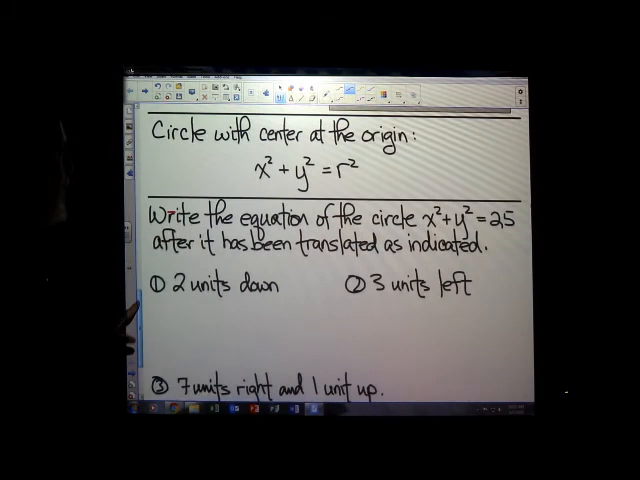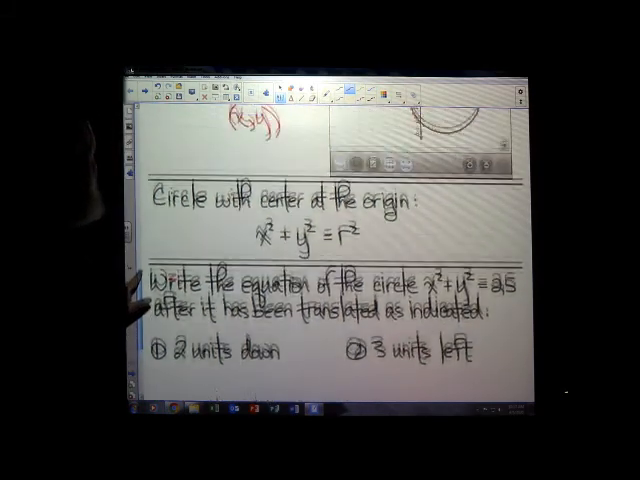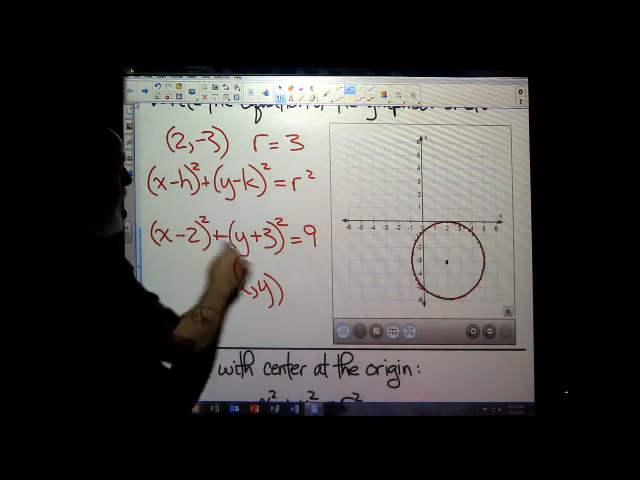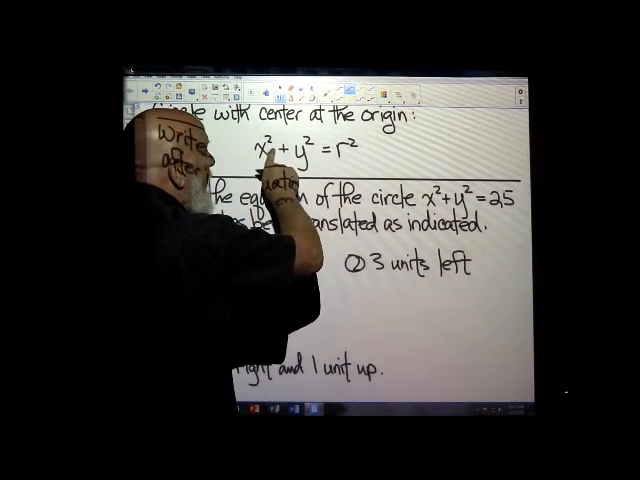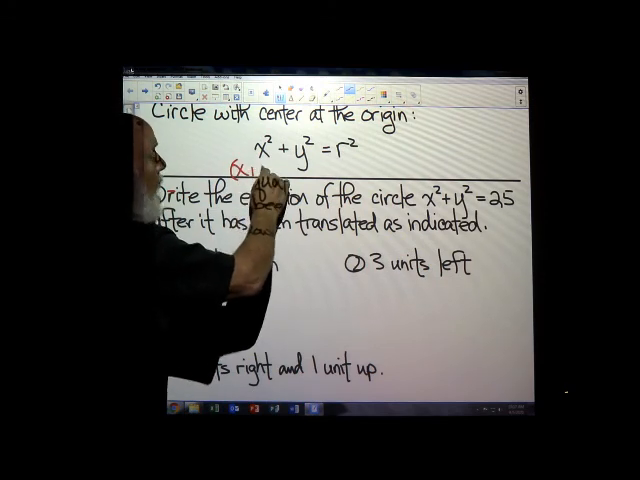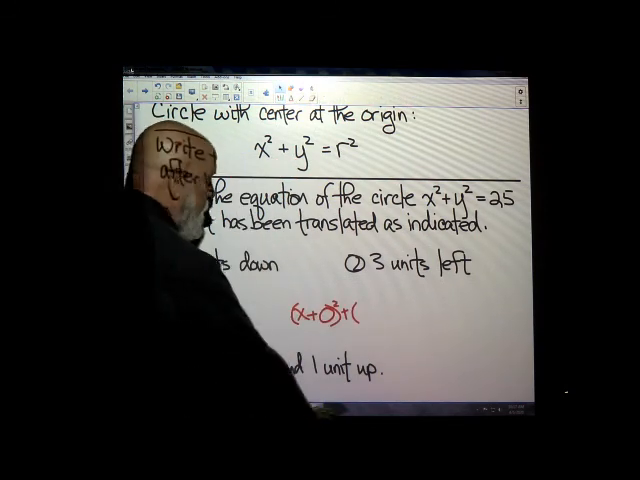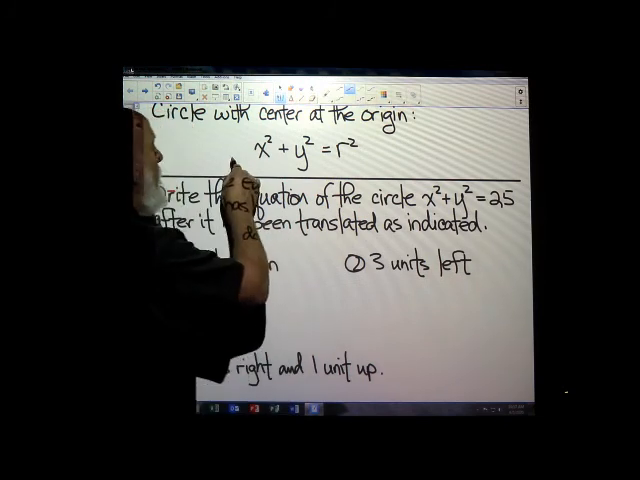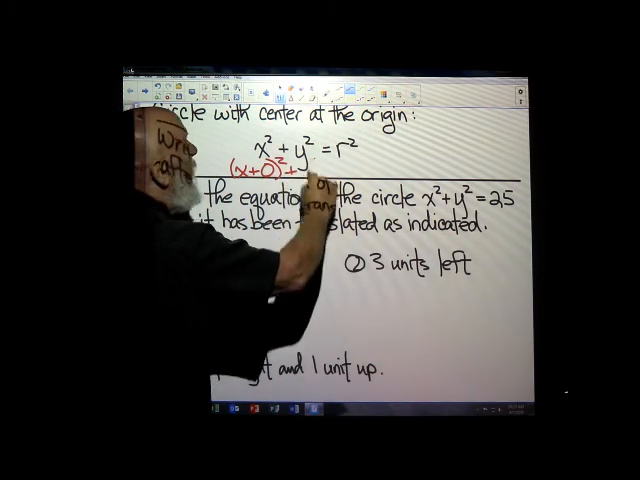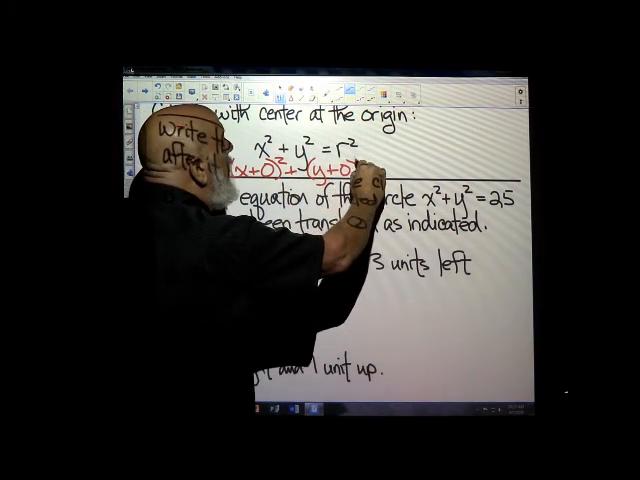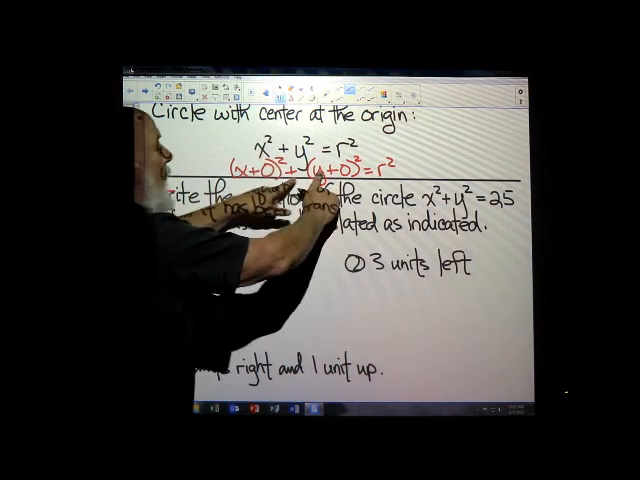Onward through the fog. If we have a circle with the center at the origin, we won't be moving left or right or up or down from the center. You can think of it in standard form as x plus or minus 0 quantity squared plus y plus or minus 0 quantity squared equals r squared. And that will put us at the origin, (0, 0). x plus 0 is x, y plus 0 is y.